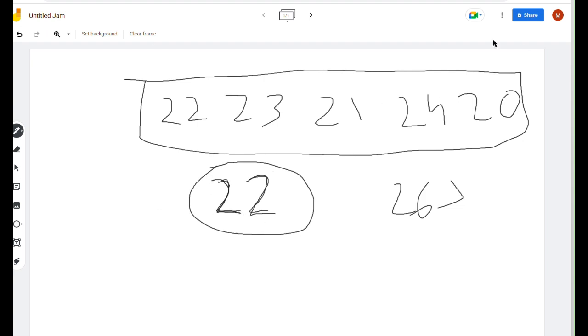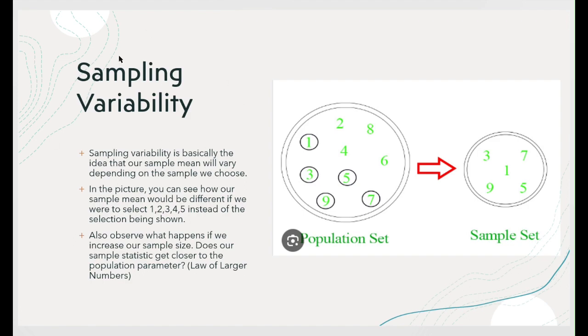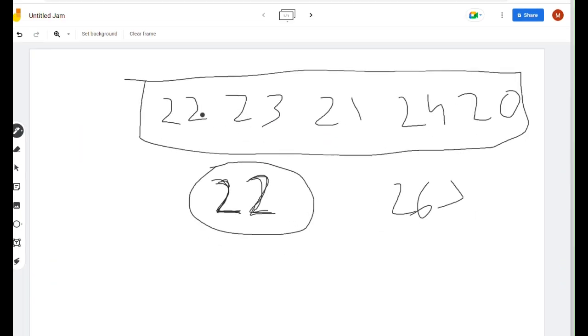So we're going to talk about how we can be confident about what our mean is, and what things we can do to ensure that our approximation is controlled and we know what we're doing. That brings us to sampling variability, right? Sampling variability is basically the idea that our sample mean will vary depending on what sample we choose. Like I mentioned, if everyone else was age 26 or more, this sample is not very accurate, which is an unlikely scenario, but it can still happen.